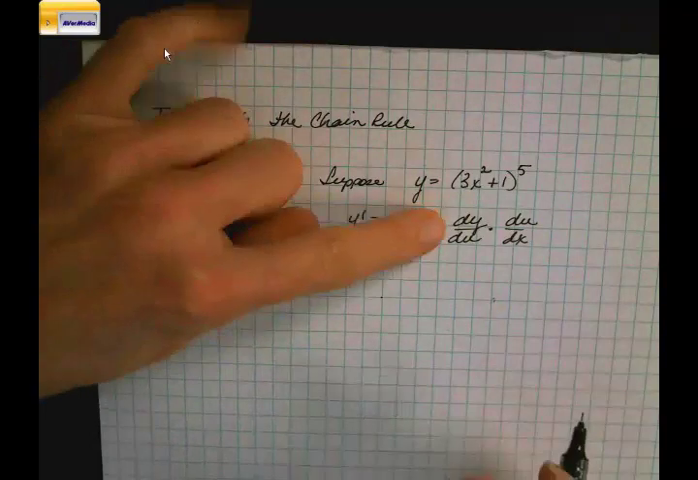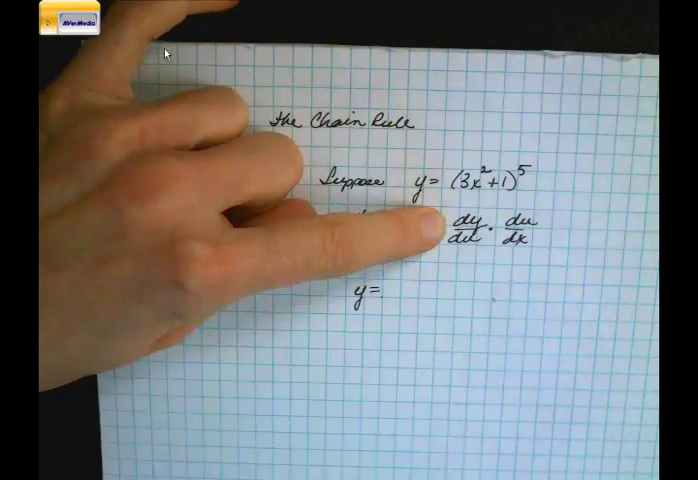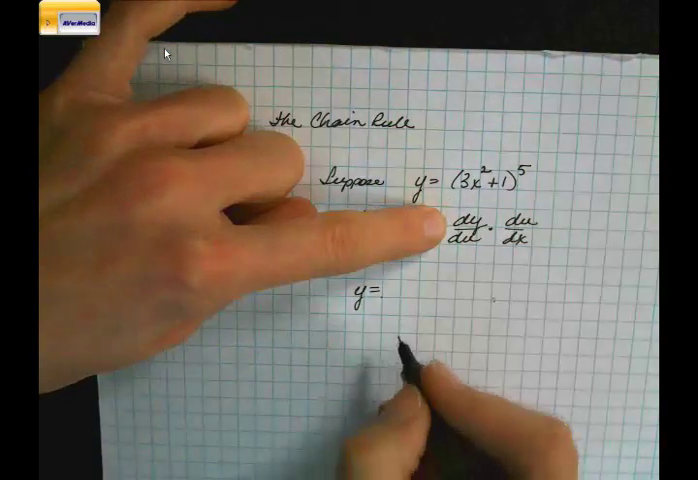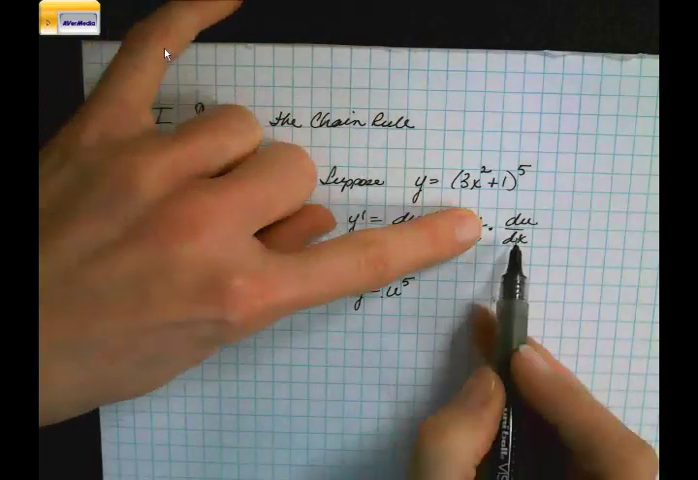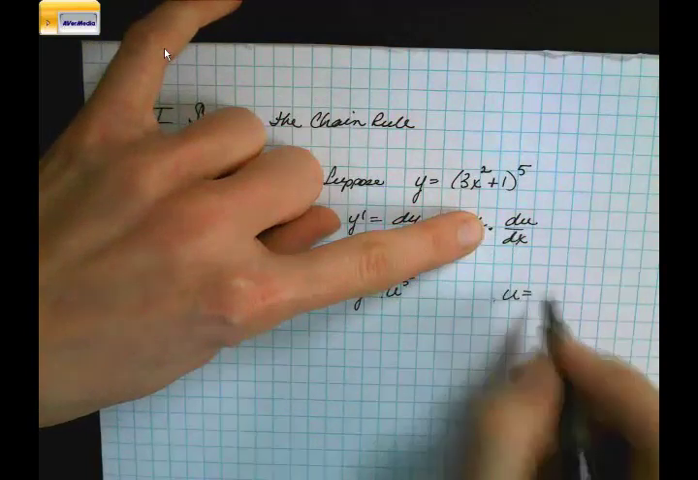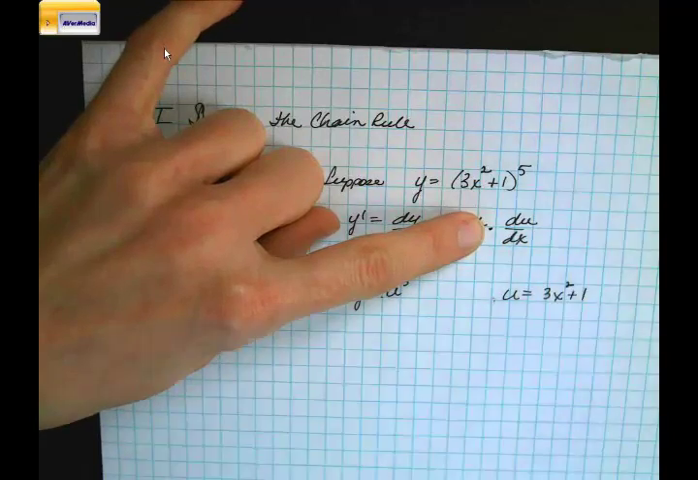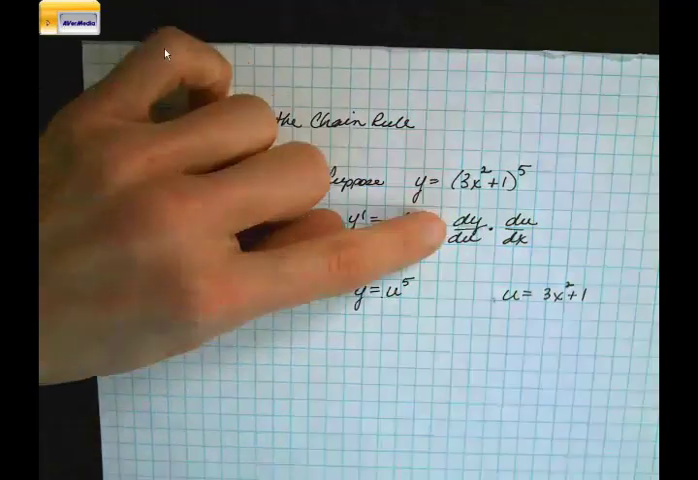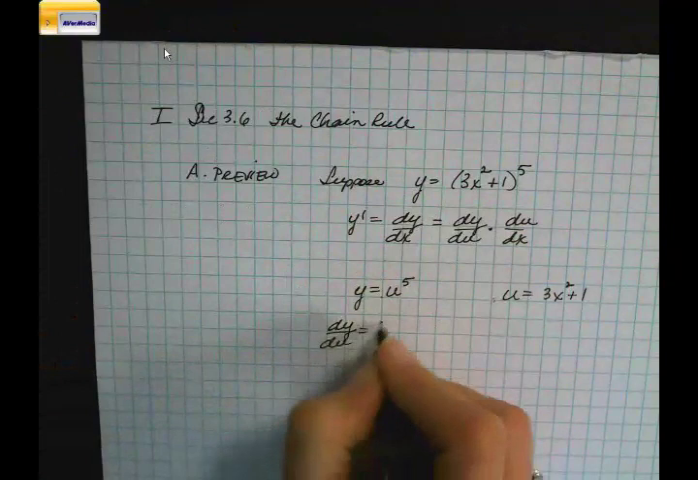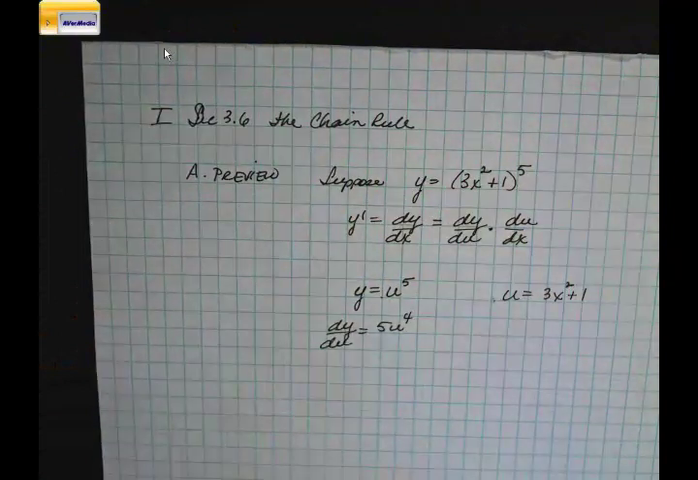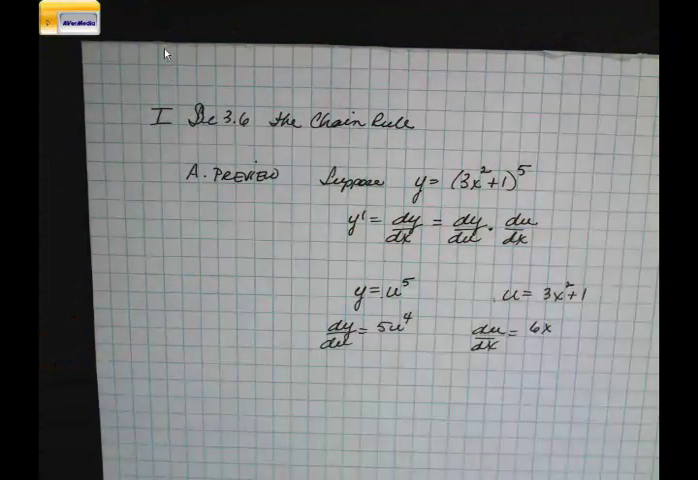Now I need a u function. If I have dy du, that means I need a function that says y equals u information. So I'm going to claim y equals u to the 5th so that I can take a dy du. Then to do du dx, this is u equaling x information, and this one is going to be 3x squared plus 1. So now I have to have a dy du and a du dx. My dy du is just going to be 5u to the 4th, and my du dx is just going to be 6x.